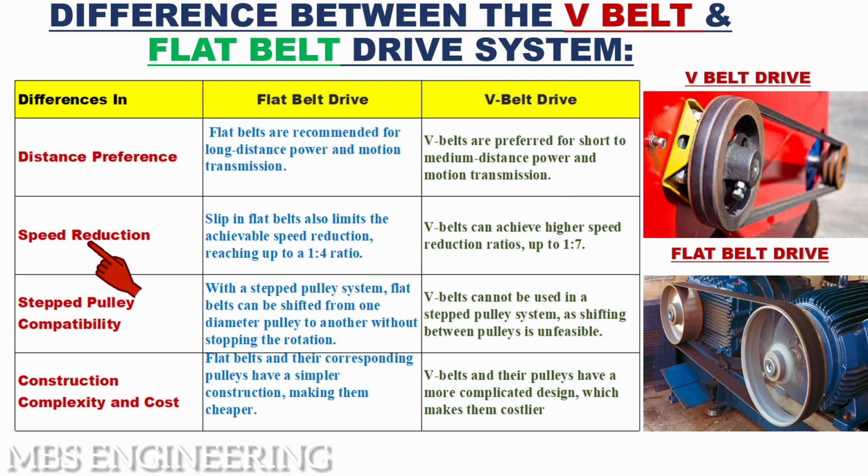The second difference is speed reduction. Slip in flat belts limits the achievable speed reduction, reaching up to a 1:4 ratio. V-belts can achieve higher speed reduction ratios, up to 1:7.